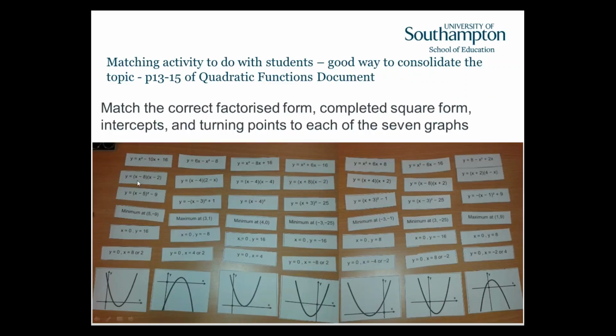This is quite a nice activity. It's page 13 to 15 of the quadratic functions document I've uploaded, and you print them all out, and it's just a massive matching task. So when you've taught them factorising, completing the square, and the relationship with the vertex, the x-intercepts, the y-intercepts, and the graph, they can then match all of those together.